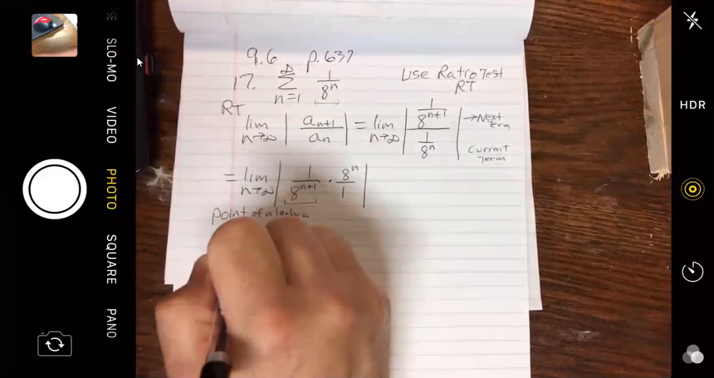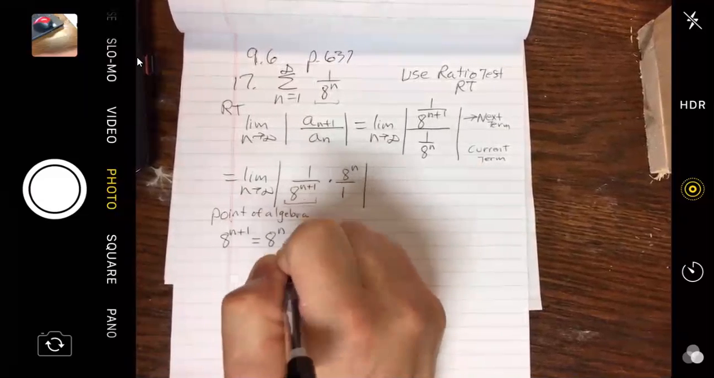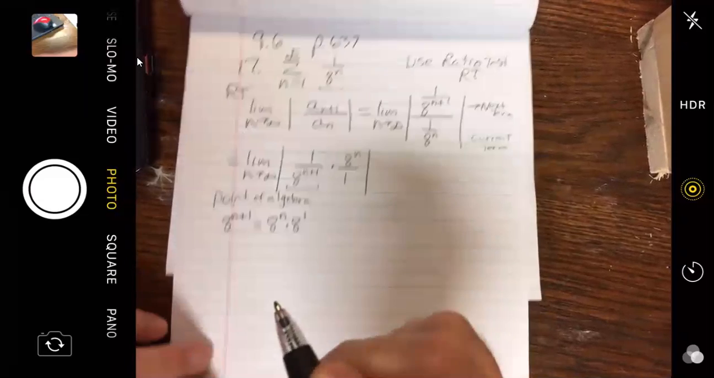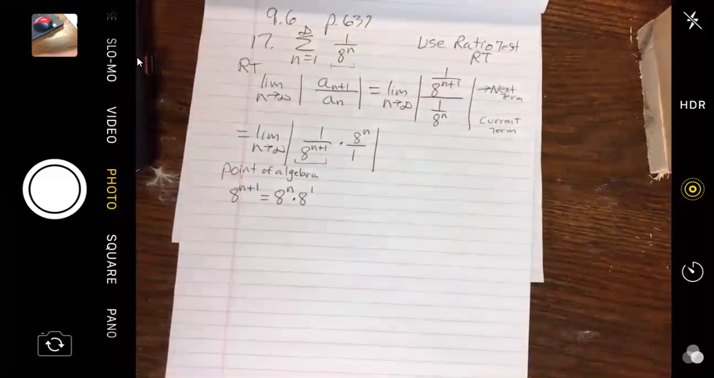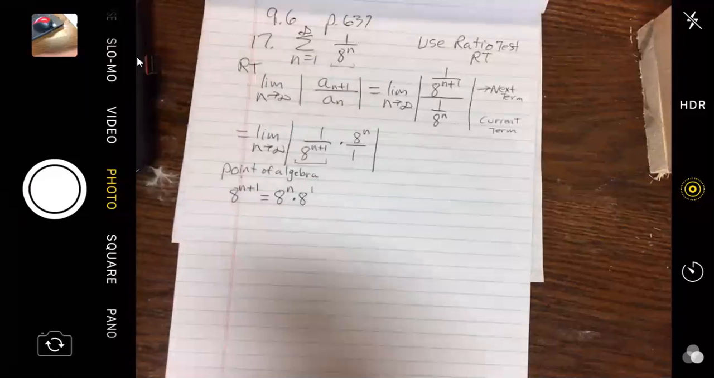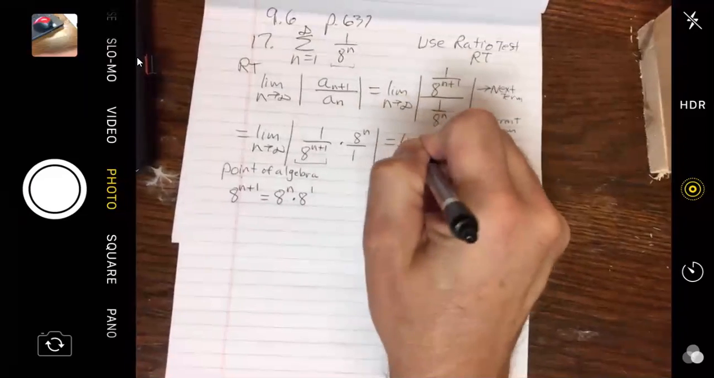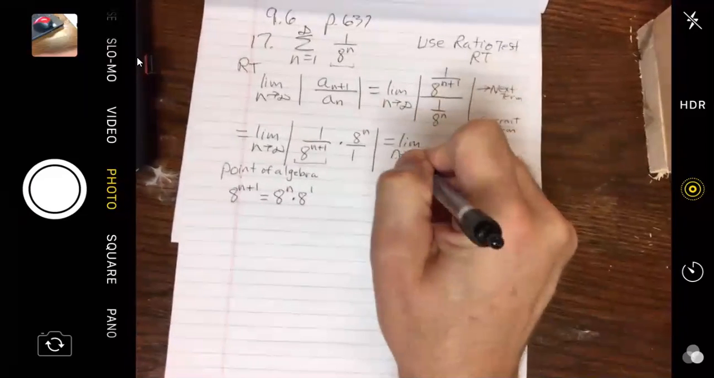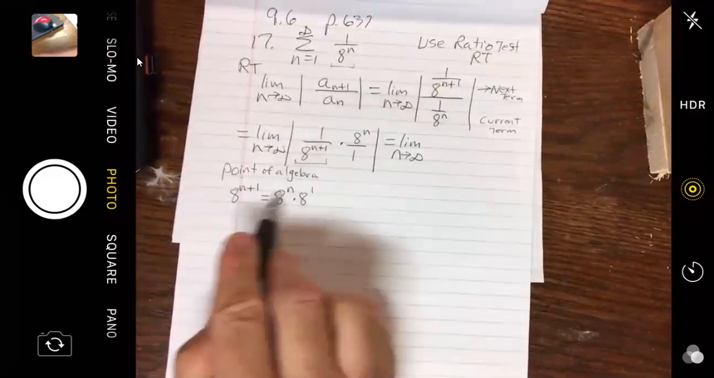People aren't used to seeing it in this form. An 8 to the n+1 can be written as an 8 to the n times an 8 to the 1. Now, some people see that instantly, and some people are like, whoosh, what the heck is that? So does this need more explanation? No. Okay, so pretty obvious? Yeah. Okay. So see, when you sub that in, watch what happens. And this happens a lot on a lot of these problems.